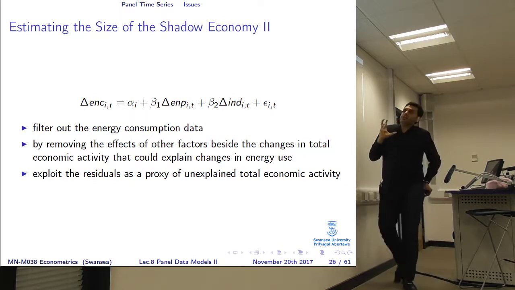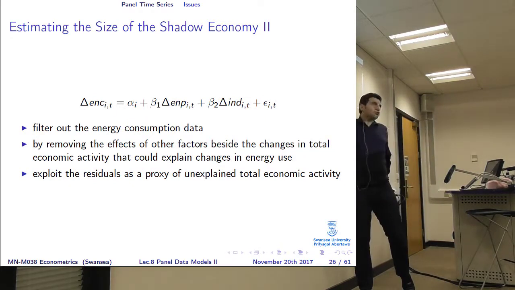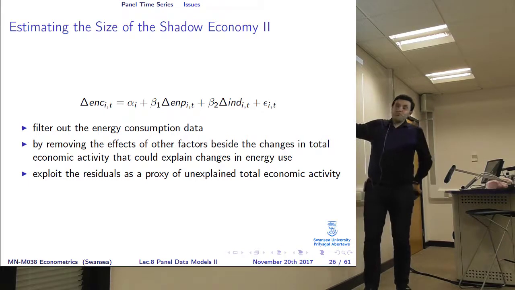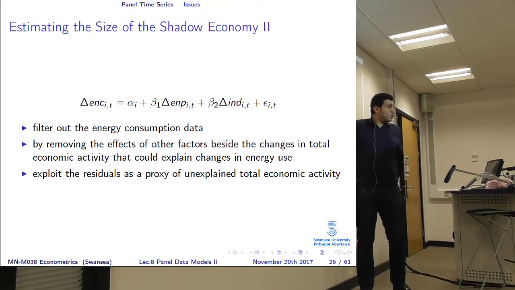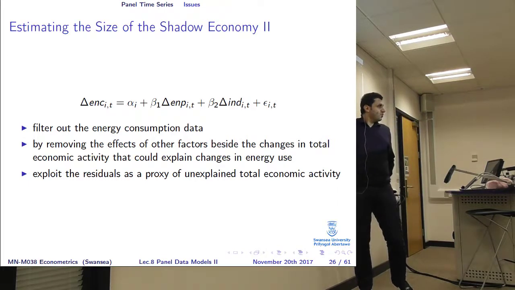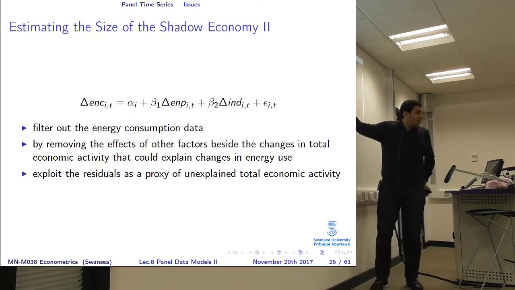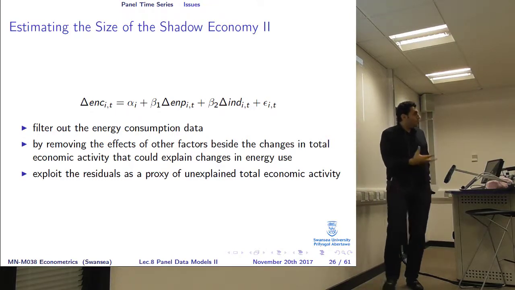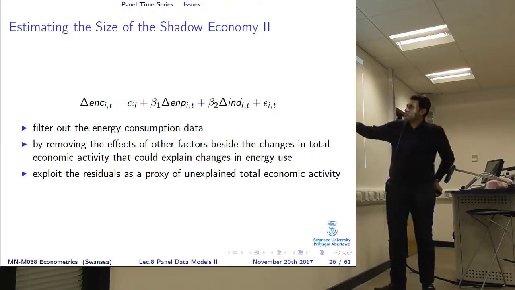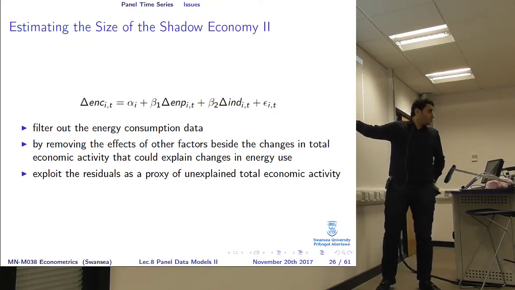So the main idea here is to filter the energy consumption data. These are the factors that we would expect to determine the level of energy consumption, and then anything remaining in the residual should be because of the growth of the shadow economy. So this is the unexplained part in your model.